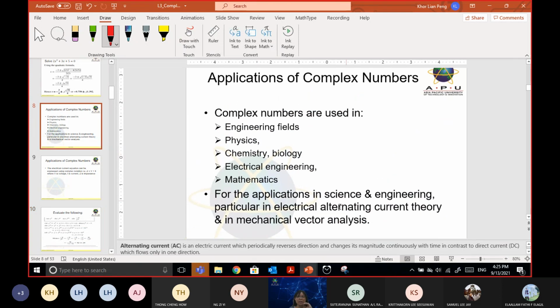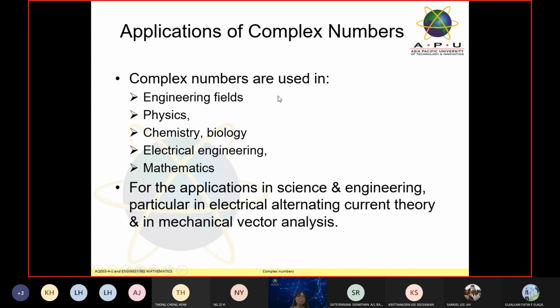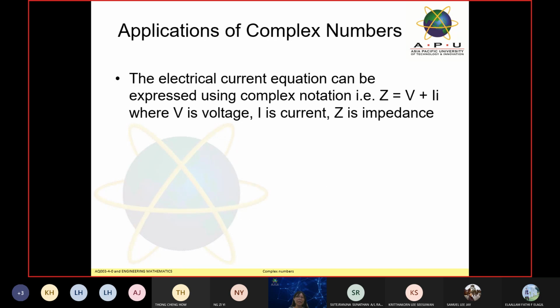Now, just a quick note about the applications of complex numbers. Complex numbers are used in engineering, physics, chemistry, biology, electrical engineering and mathematics. In science and engineering, they are applied particularly in electrical alternating current theory and in mechanical vector analysis. So these are the applications. The electrical current equations can be expressed using complex notation.